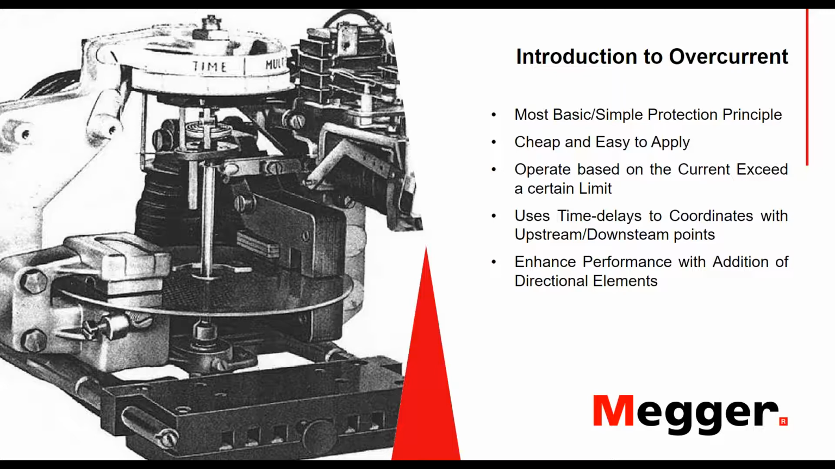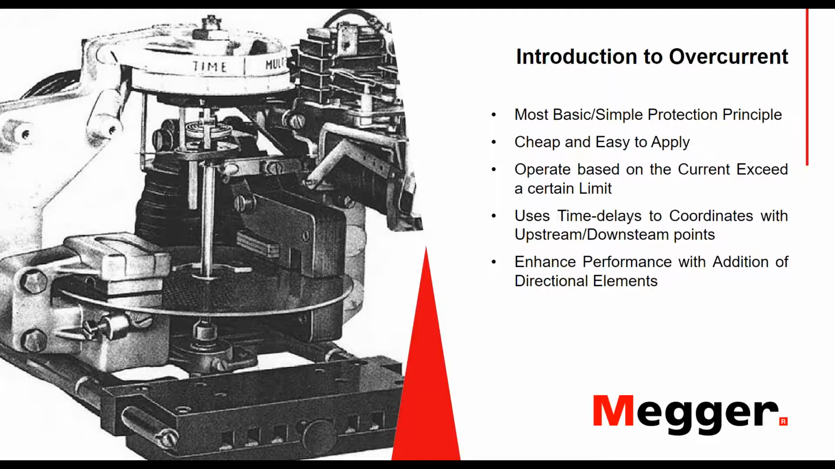Basically, it's set a current value, and once you exceed this current value, your relay should operate, whether it's instantaneous operation or time delay operation. It really depends on your configuration or coordination between your upstream and downstream protection system. In some particular cases, having a directional element attached to your overcurrent protection enhances your performance and gives you better selectivity, or even sometimes better speed of clearing a fault, with just the addition of a directional element.